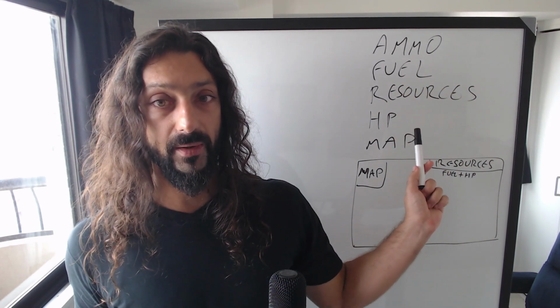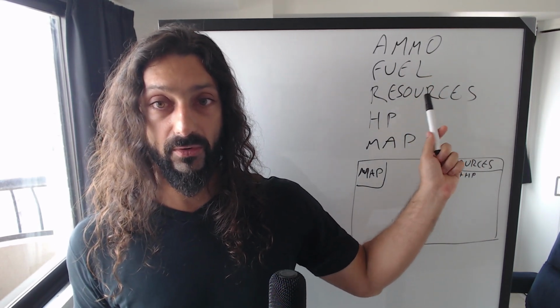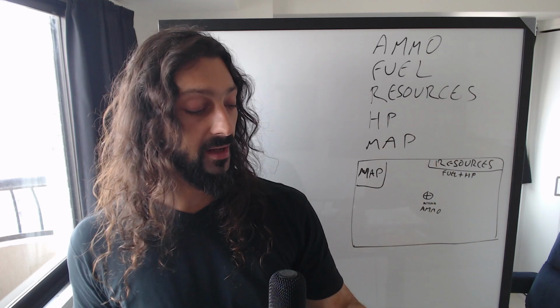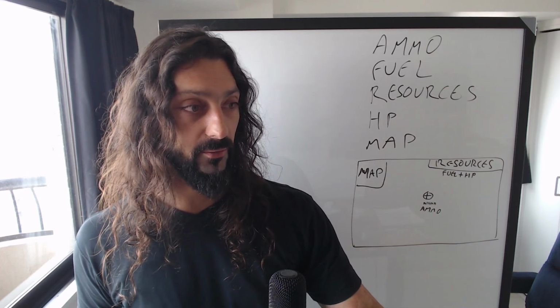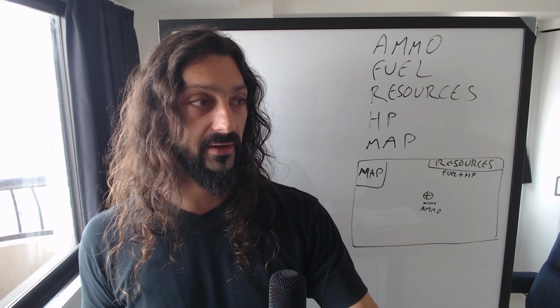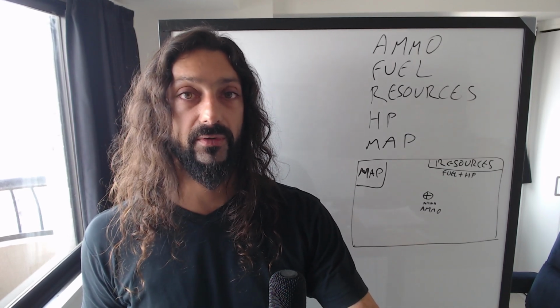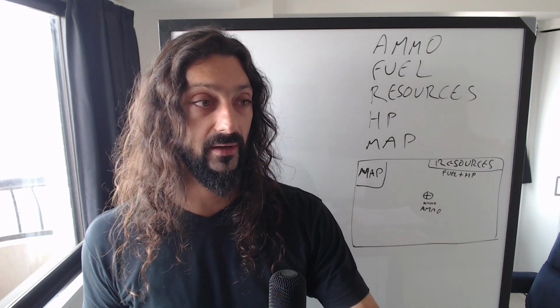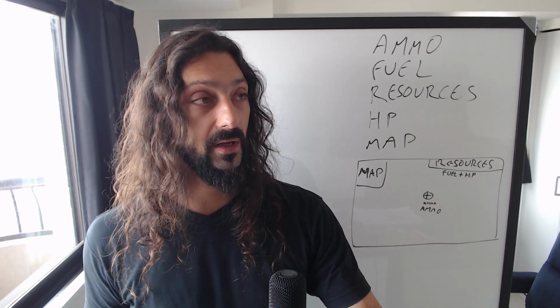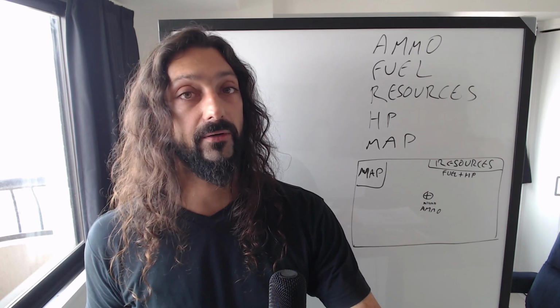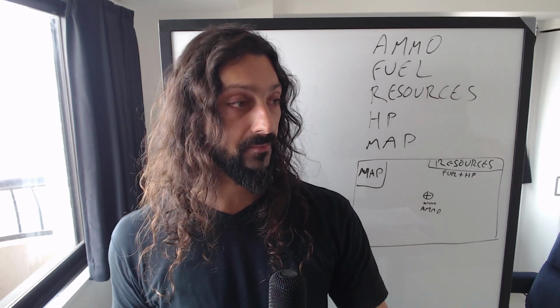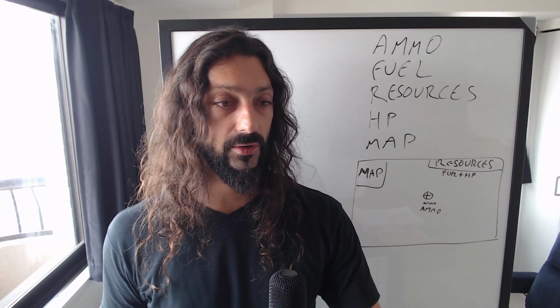All the information up here, so the ammo, the fuel, the resources, HP and map, are information that I believe would be important for the game that we're currently developing. So this game is a game where you're flying around in an airship and doing combat, exploration, and stuff like that. So this is a third-person camera game. So you're looking at your ship from the outside, and the camera can freely look around the world.